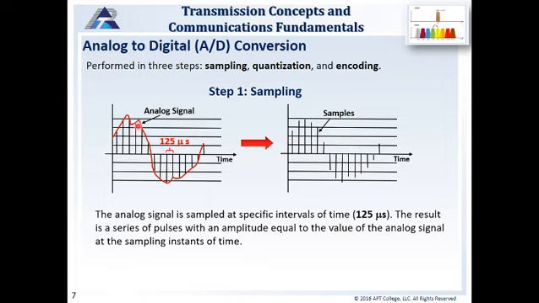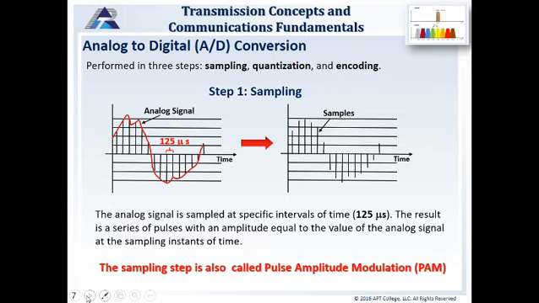So for an analog signal, you have a constant change in the level of that voice, but we're only sampling at these specific points, every 125 microseconds. And what that gives us is something that looks about like this for our samples as the analog signal goes up and down. The sampling step is also called pulse amplitude modulation.